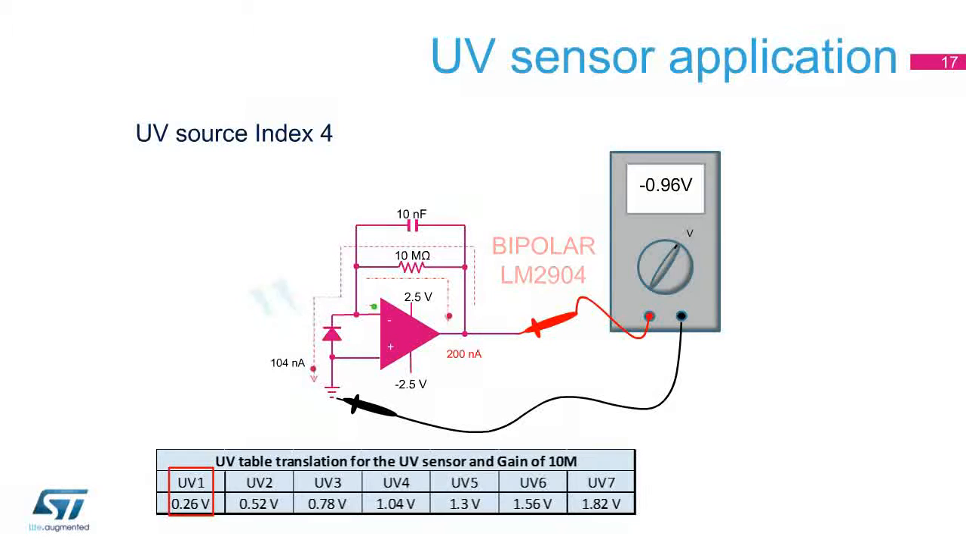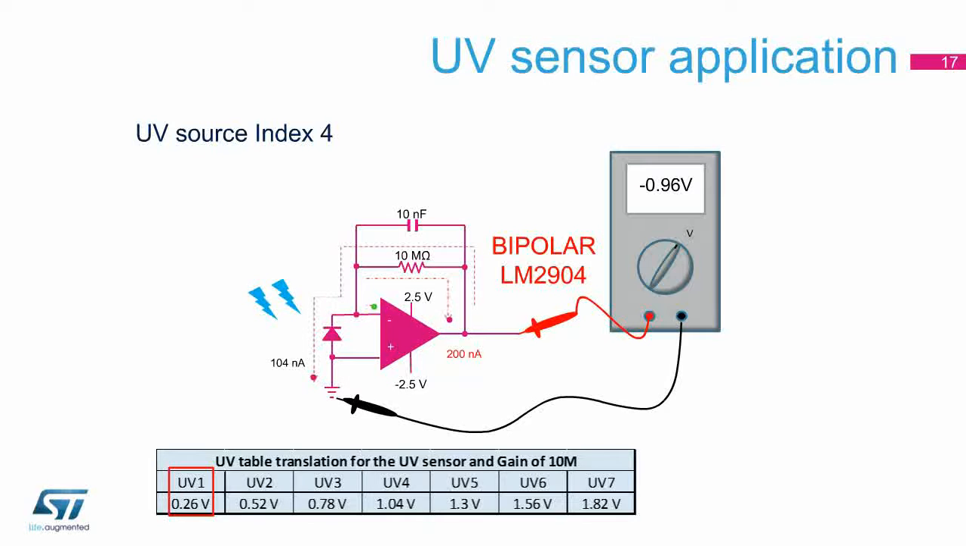First, let's use a bipolar op-amp, such as the LM2904. This kind of op-amp might have an input bias current up to 200 nanoamps, or twice the current we want to measure, so it will completely affect the output results. The voltmeter will display minus 0.96 volts, which corresponds to index 1 in the UV sensor conversion table.